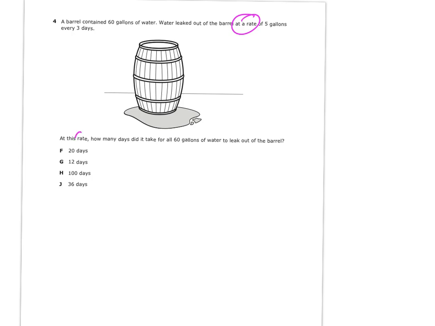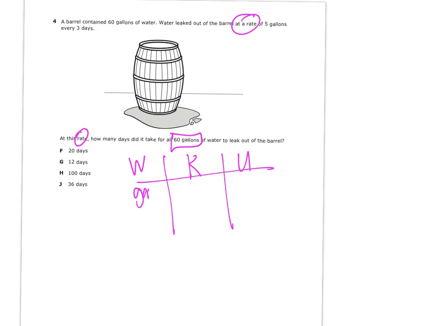At this rate, so I'm going to have to do that was the bell. So I'm going to have to do a WKU. Anytime I have a rate, I can do a WKU. How many days did it take for all 60 gallons of water to leak out of the barrel? WKU. What 2 things am I comparing? Well, I'm comparing gallons and days.